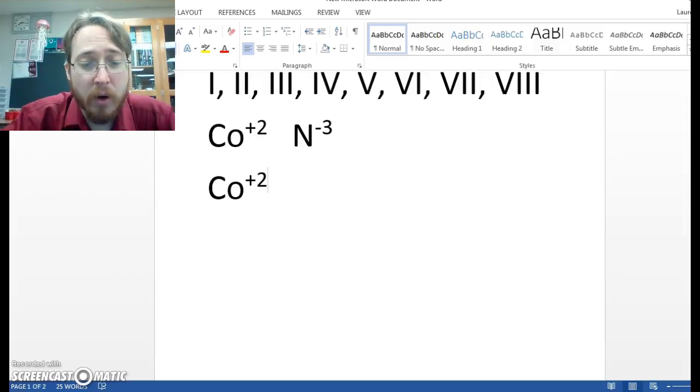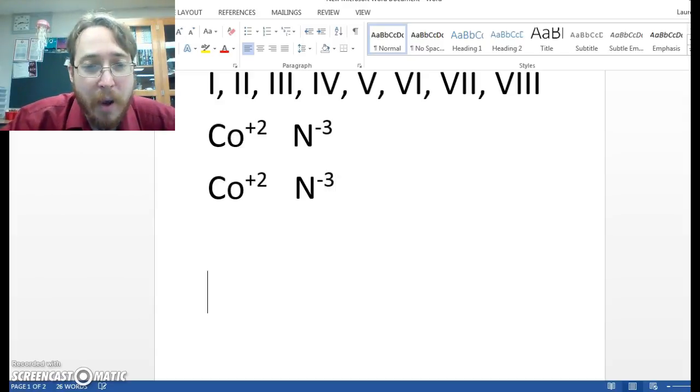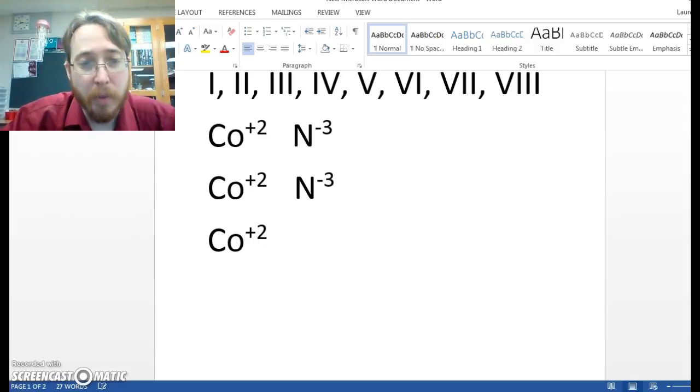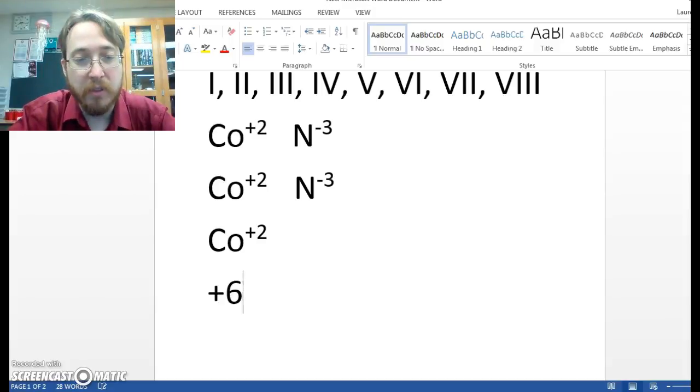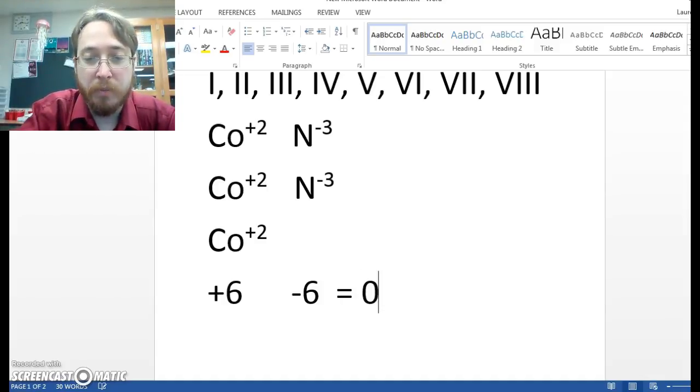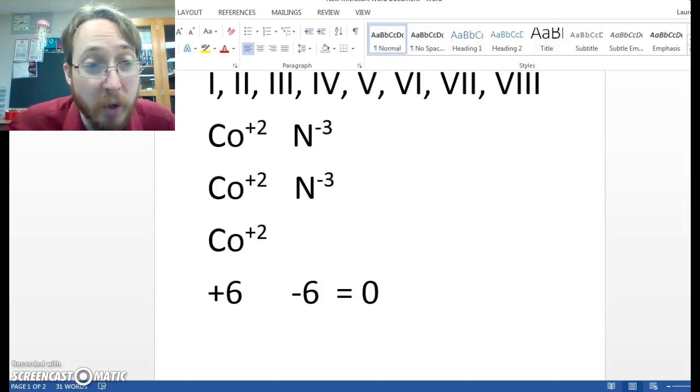So we're going to need more negative. So we're going to need another nitrogen. And now we have +4 on this side and -6 on the negative side. So we're going to need more positive to balance it out. Okay, now we have +6 on this side, and we have -6 on this side, so that equals 0. So we're neutral.